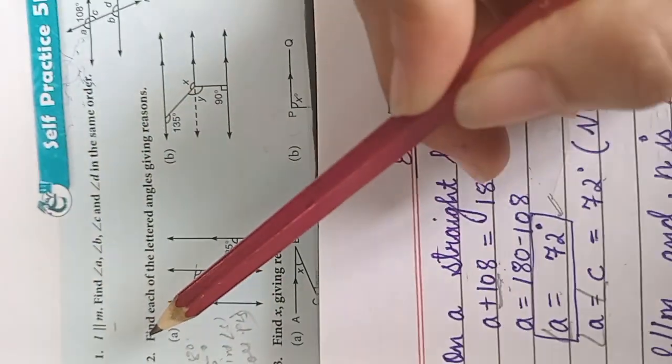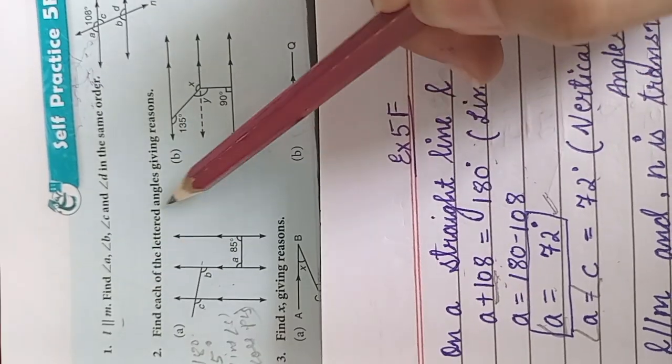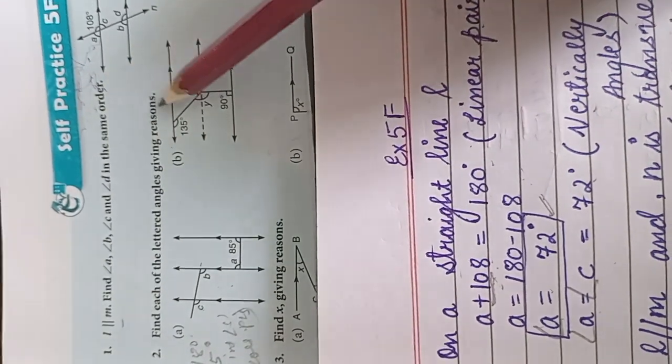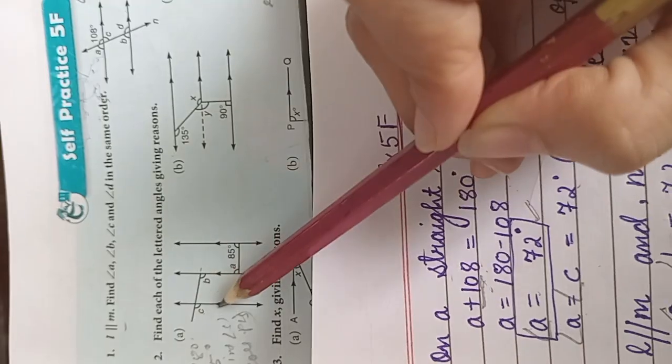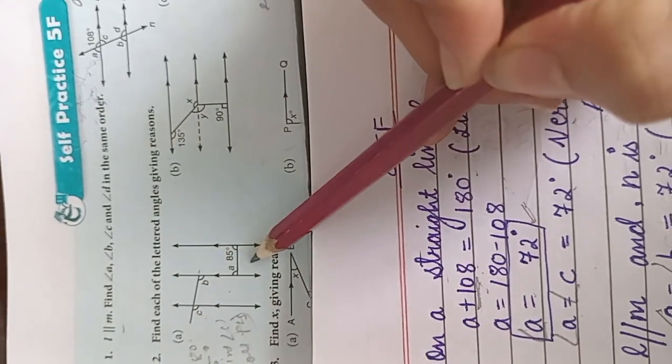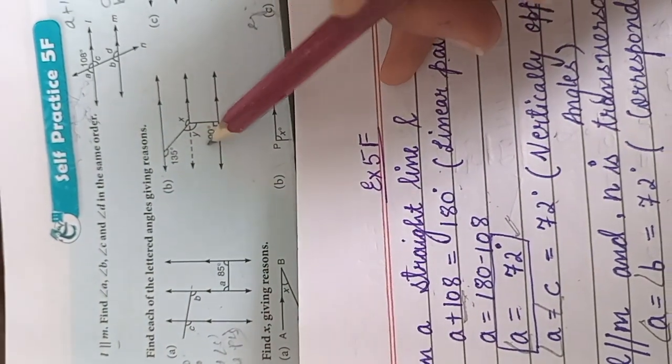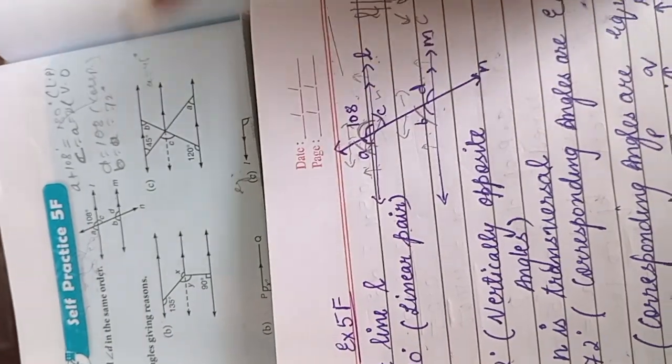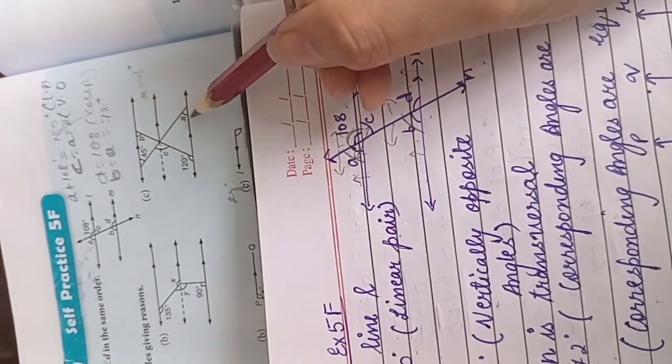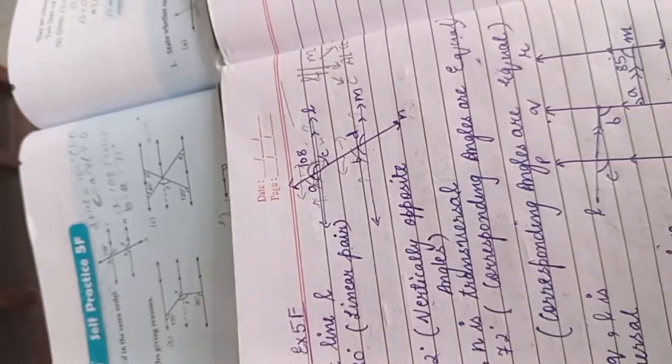Coming to the second question. In the second, you have to find each of the lettered angles, giving reasons also. So you have to tell angle C, angle B, angle A. Over here you have to find X, Y, and in the third part which letters are given? A, B and C. You have to find these letters. Coming to the first part of this question.